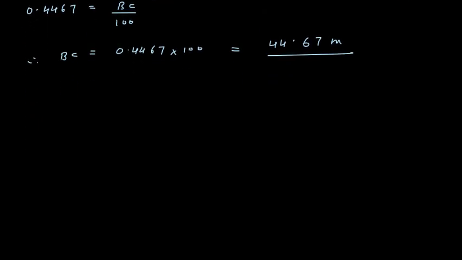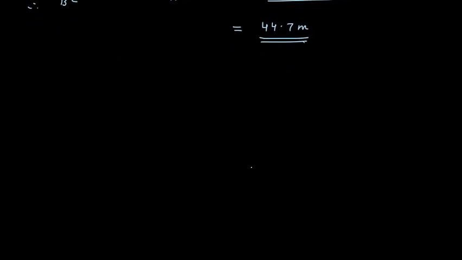Now the problem says correct to one decimal place. I have to write this correct to one decimal place. So correct to one decimal place, it will be 44.7 meter. Now this digit is more than 5, so I will increase this value by 1. 44.7 meter is the height of the kite. So therefore I will say the height of the kite is equal to 44.7 meter.